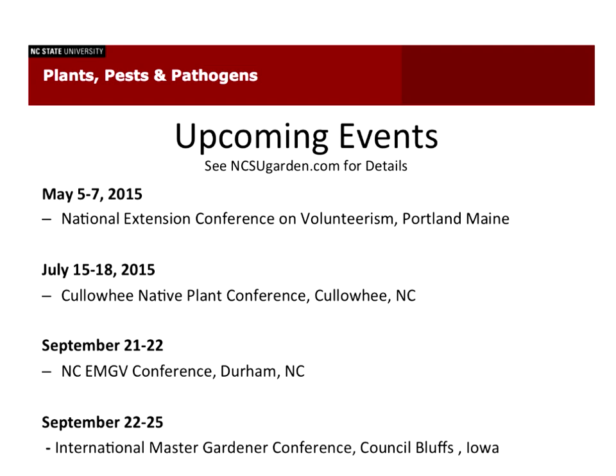And here's a list of things to put on your calendar. The National Extension Conference on Volunteerism is going to be in Portland, Maine, May 5th through the 7th. Native Plant Conference is July 15th through the 18th. The North Carolina Master Gardener Conference is September 21st and 22nd. And the International Master Gardener Conference is September 22nd to the 25th in Council Bluffs, Iowa.